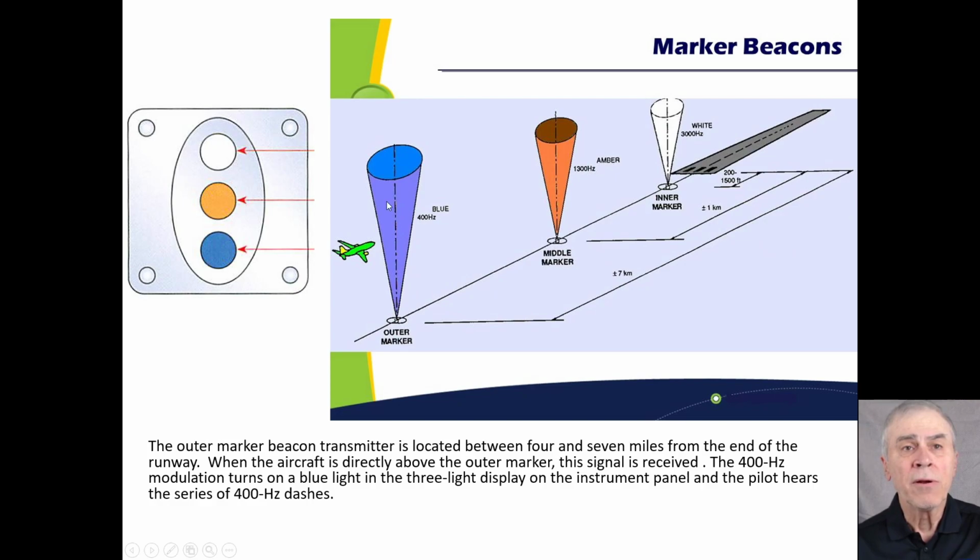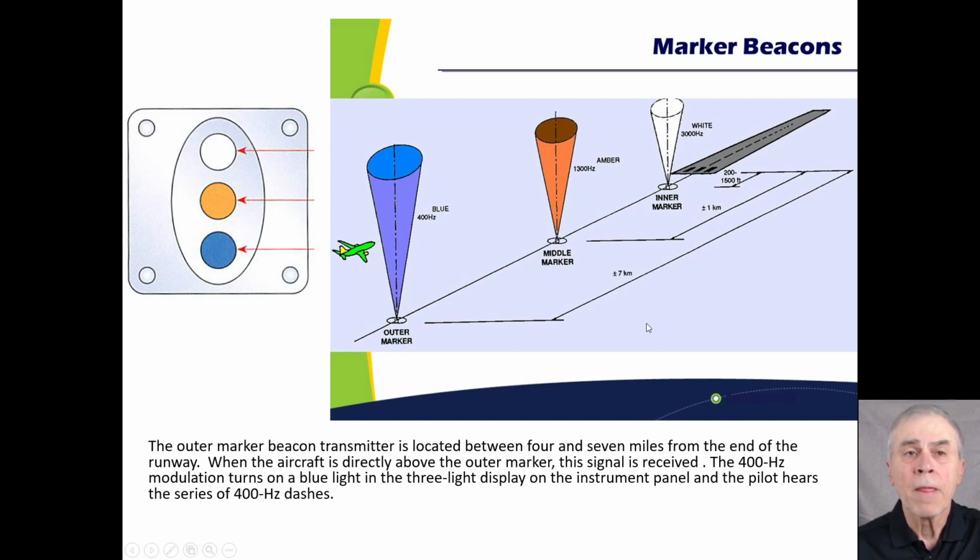So that's out here in the blue. So 4 to 7 miles out. The middle marker is about, what's that, 2,000 feet out? And they're not really showing that here. All right, so basically when the aircraft is above the blue signal, its instrument panel will show a blue light, and likewise with the middle and the inner.